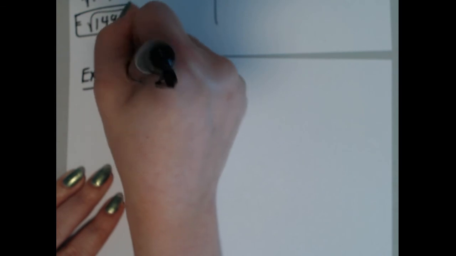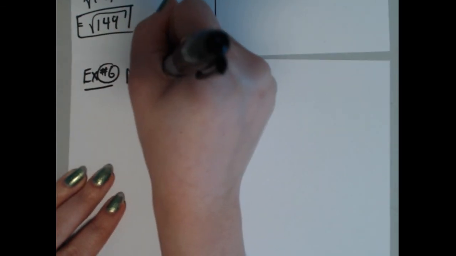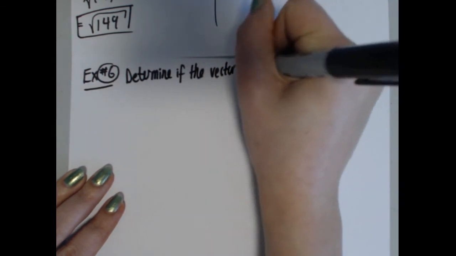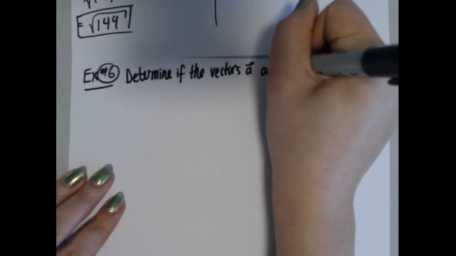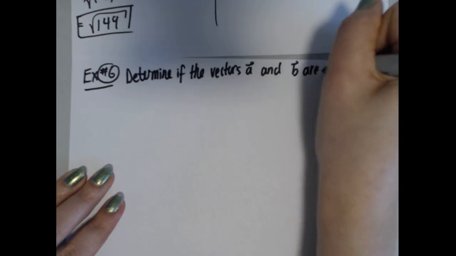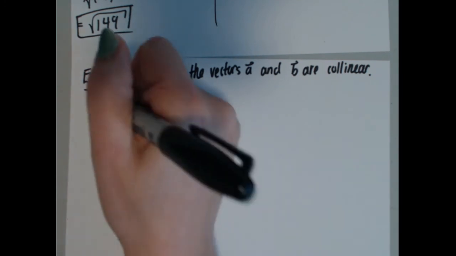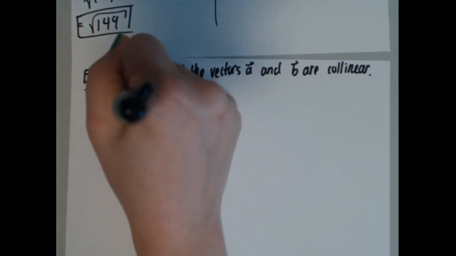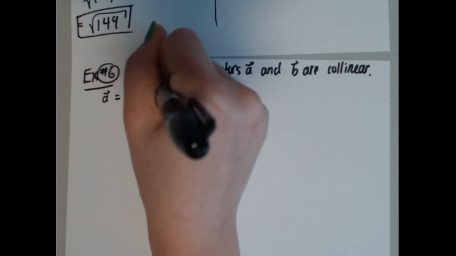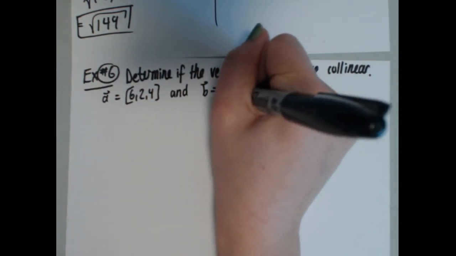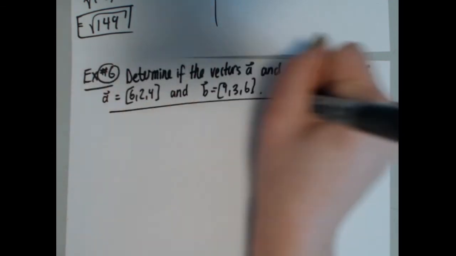Okay. We are now at example 6. Determine if the vectors A and B are collinear. Okay, so here is vector A. A is 6, 2, 4. And B is 9, 3, 6.